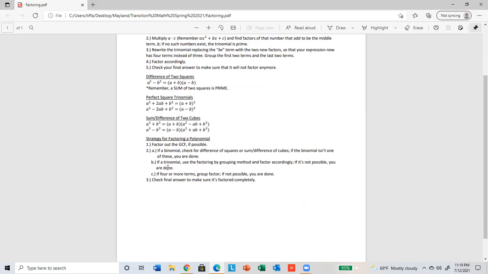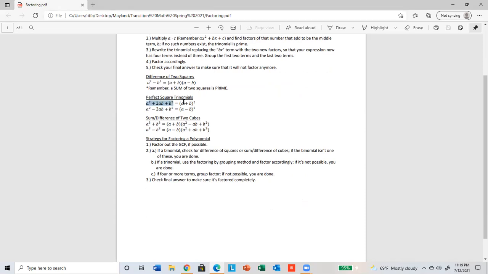And if the binomial isn't one of these three options, the difference of two squares or sum or difference of two cubes, you are done. You can't factor it any further. That's with a binomial. Now with a trinomial, after you've checked to see if you have a GCF, you're going to use the factoring by grouping method and factor accordingly. And if that's not possible, then you're done.